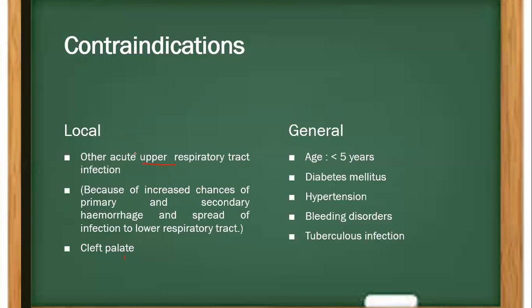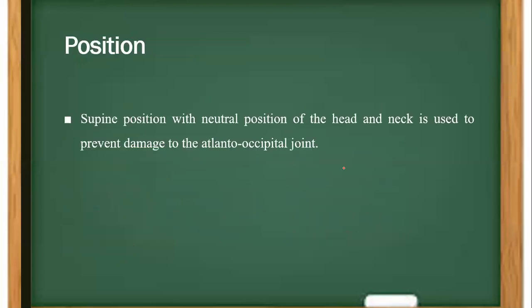ക്ലെഫ്റ്റ് പാലറ്റ് ഇറ്റ് ഇസ് another kind of contraindications. General factors: age less than 5 years of age, diabetes mellitus or chronic diseases like diabetes mellitus, hypertension, bleeding disorders, and tuberculosis infection. Position of the children while doing this surgery: supine position with the neutral position of the head and neck is used to prevent damage to atlanto-occipital joint.